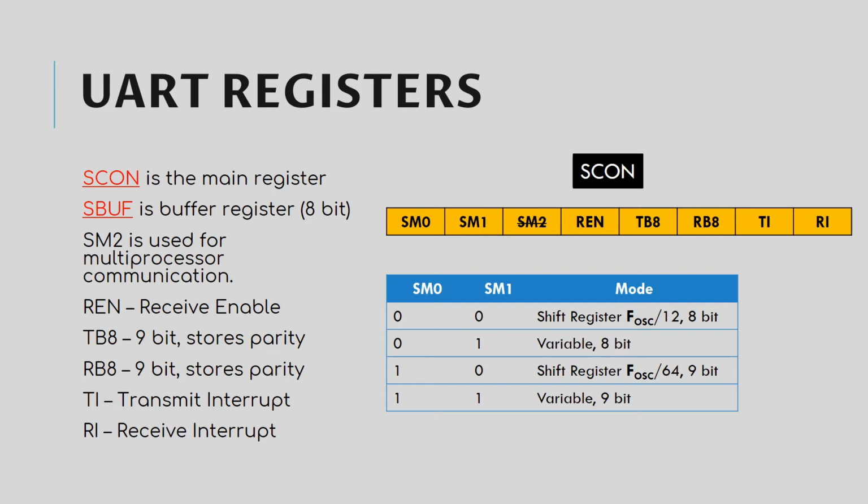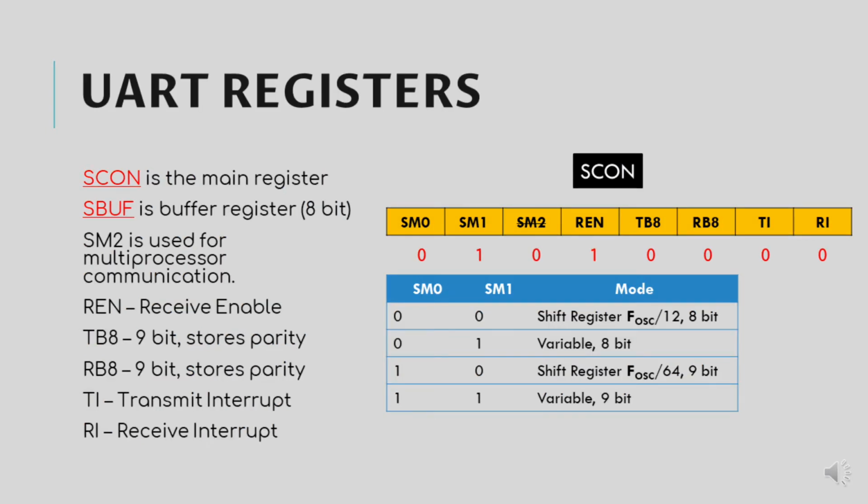Now let me tell you, TI is the transmit interrupt. When 8-bit transmission is finished, the hardware, the 8051 chip, will set this bit TI. You have to read that when TI is 1. When TI is 1, that means the transmission process is finished. Similarly, when a reception process is finished, RI will automatically be set. You have to read that bit.